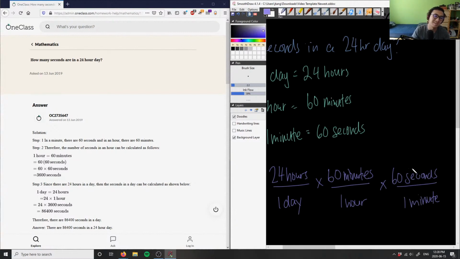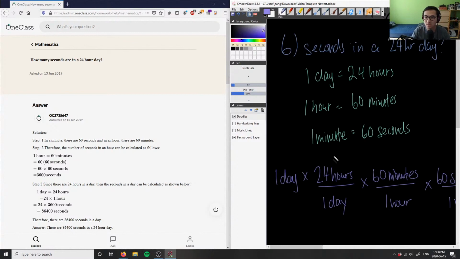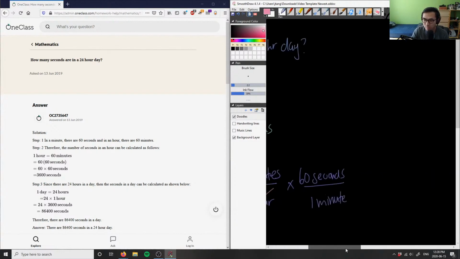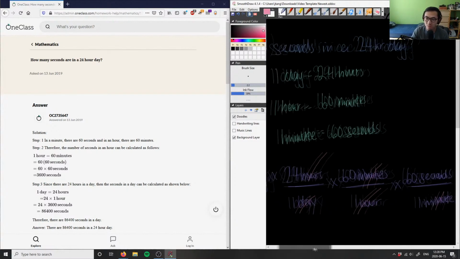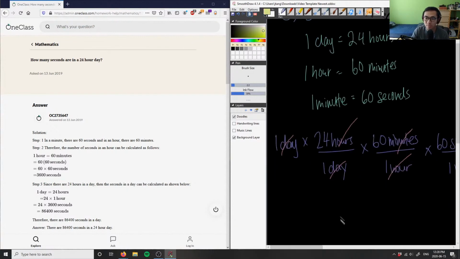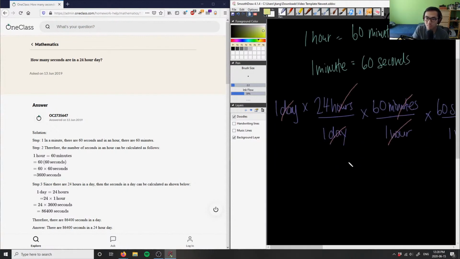And once we see these seconds, we can stop here because it's asking us for the seconds, right? So as you can see, these units cancel out. The days cancel out here. The hours cancel out. The minutes also cancel out, and we're left here with seconds. So all we're doing here is multiplying. We're doing 1 times 24 times 60 times 60, and this will give us how many seconds in 1 day.